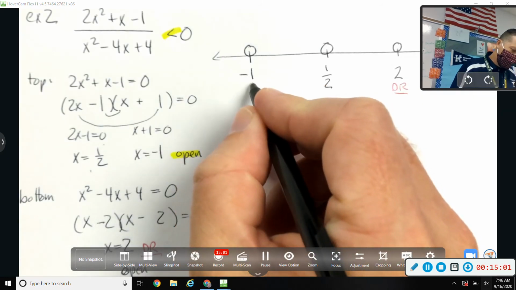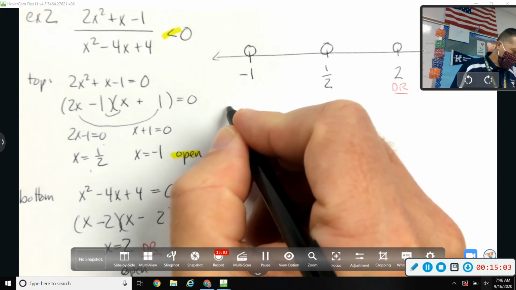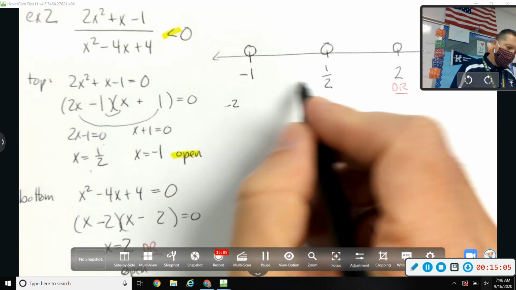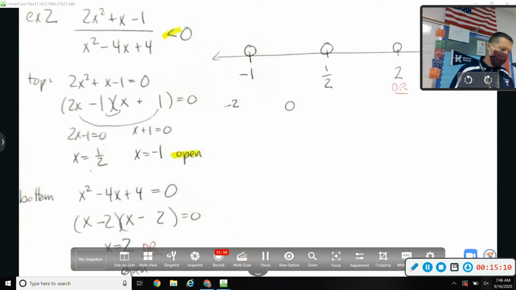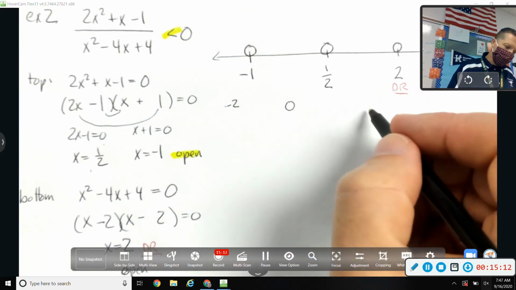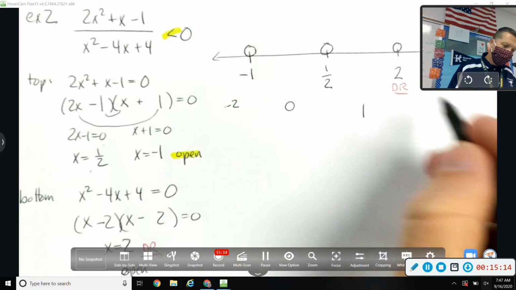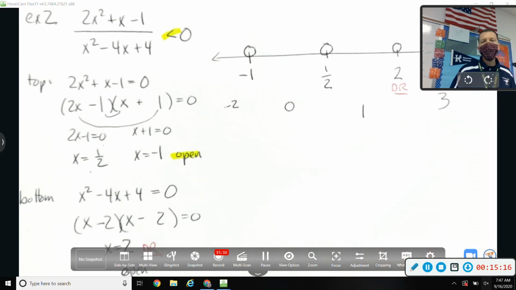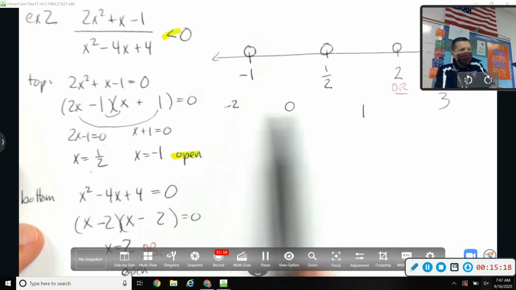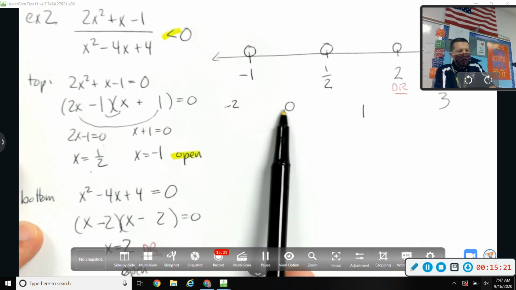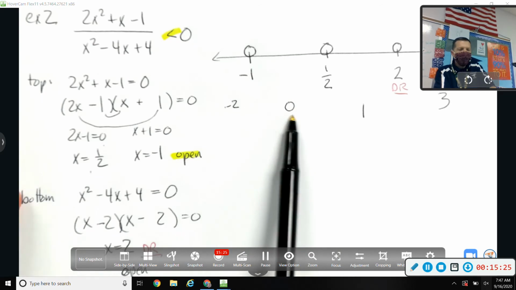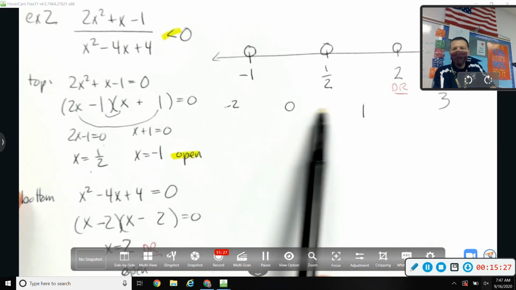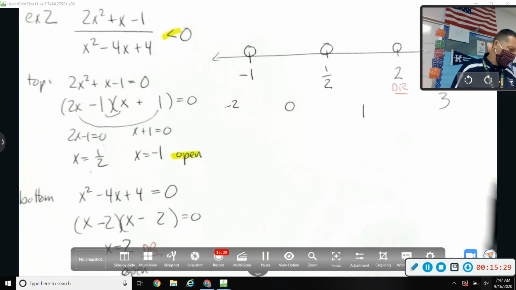Let's see, less than negative 1 would be negative 2. In between negative 1 and 1/2, that's the good one, there's a 0 in there. In between 1/2 and 2 would be 1. And bigger than 2 would be 3. Obviously there's an infinite number of choices, because there's a million numbers even between negative 1 and 1/2. There's one that's better than most, and you could pick different numbers, but most of the time you're going to pick similar numbers to everybody else.